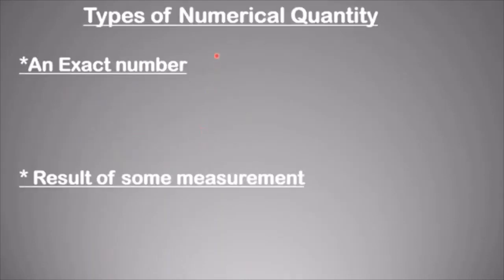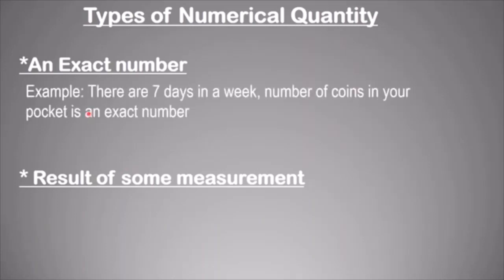Okay, so let's look at the first topic, numerical quantity. Numerical quantity can be one of two ways, either as an exact number or as a result of some measurement. Examples for exact numbers are the numbers that you can count. For example, 7 days in a week. 7 is an exact number because the number of days in a week is universally defined to be 7, and this number has no uncertainty or doubt in it. Similarly, the number of coins in your pocket is also an exact number because you can't have partial coins.